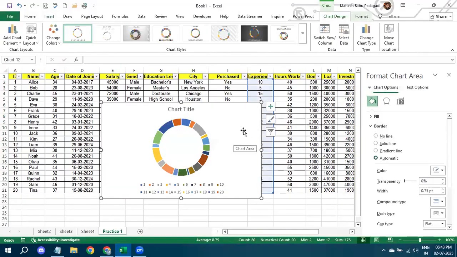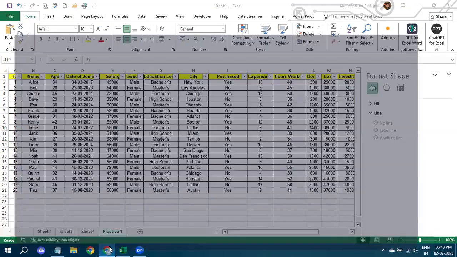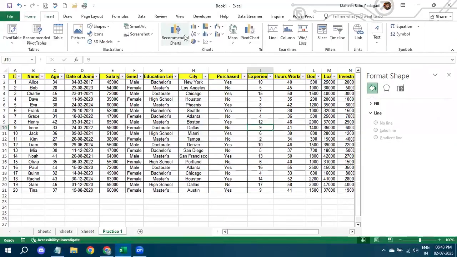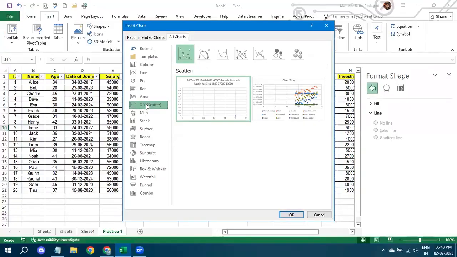Okay, clear? When to go for bar chart, column chart, pie chart and a line chart? Any questions for me? Perfect. Now, what are the next charts you're looking for? Okay, I will go for Excel only. I'll go to insert, recommended charts. I will go to all charts. Scatter plot. What exactly does this scatter plot talk about?